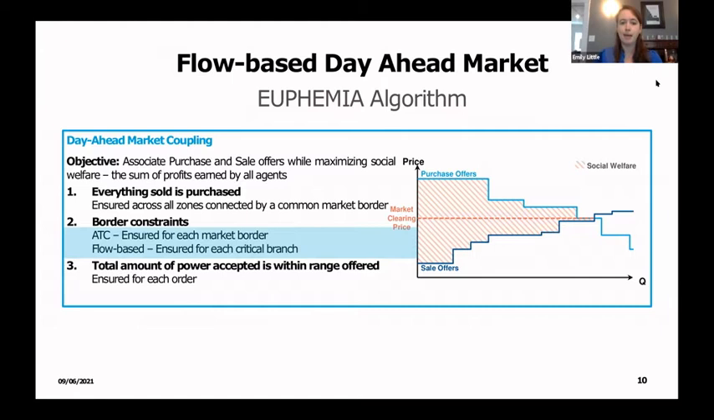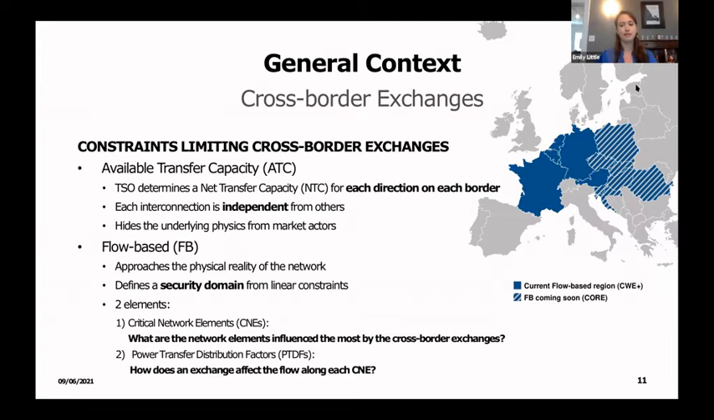We currently have two different methods in Europe for assigning these constraints. Historically, we've used the available transfer capacity method, where the TSOs determine a single net transfer capacity that can be assigned during the day ahead market clearing for each direction on each border. And in this method, each interconnection is independent from the others. So it doesn't capture the effects of loop flows, for instance.